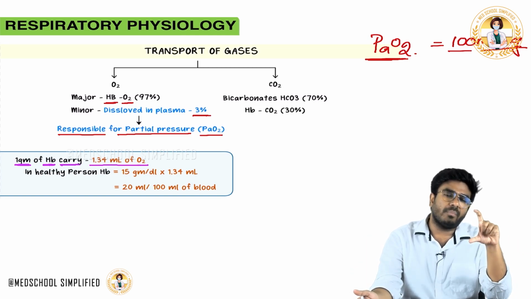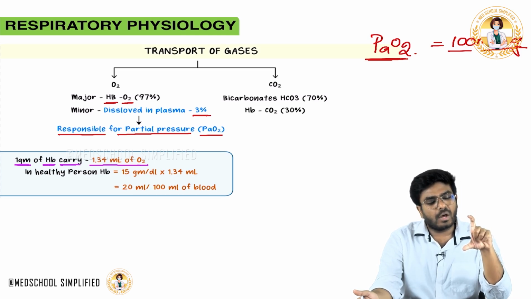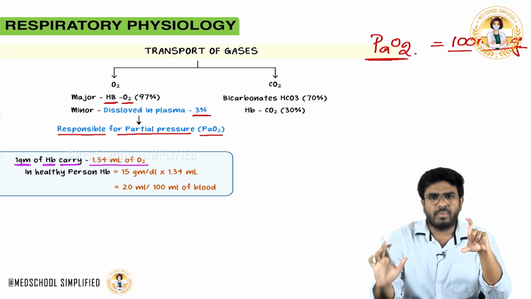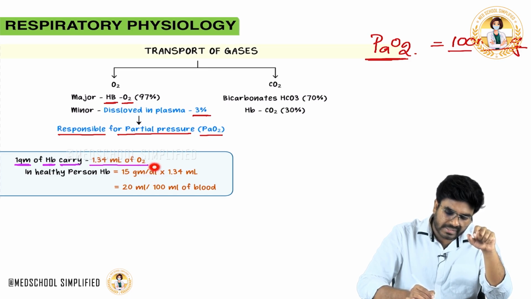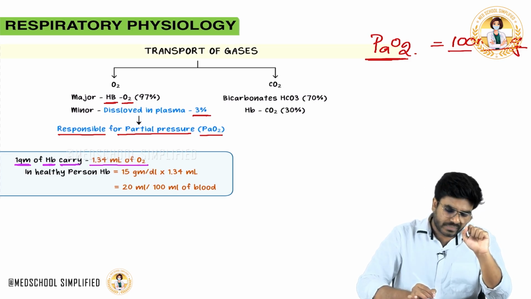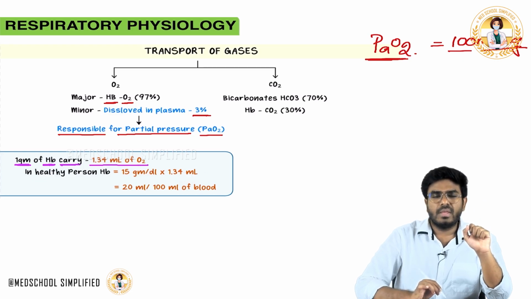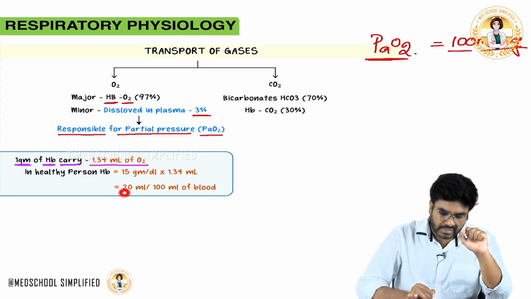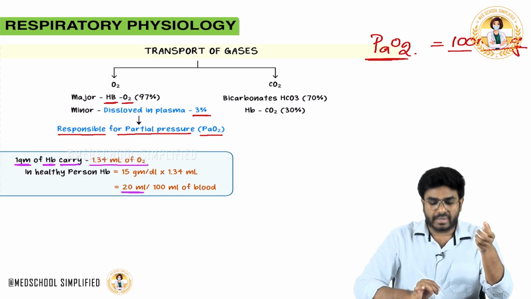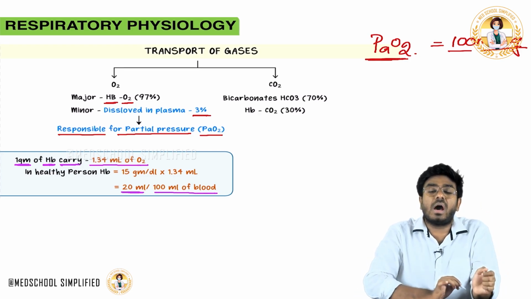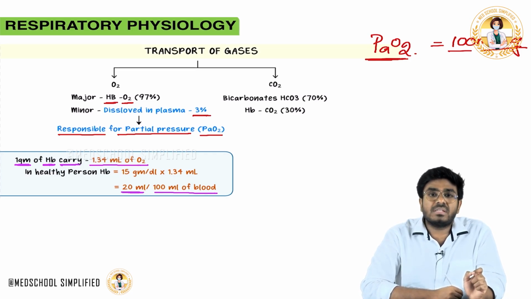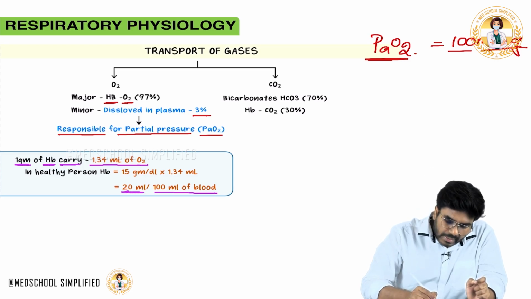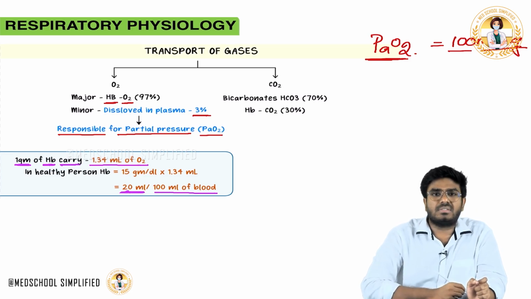If you take 100 ml of my oxygenated blood, there is 15 grams of hemoglobin in this 100 ml. Deciliter means 100 ml. So now let's calculate. 15 into 1.34 will be somewhere around 20 ml of oxygen. So what I am trying to put into your mind is, every 100 ml of arterial blood, every 100 ml of oxygenated blood, will carry 20 ml of oxygen.